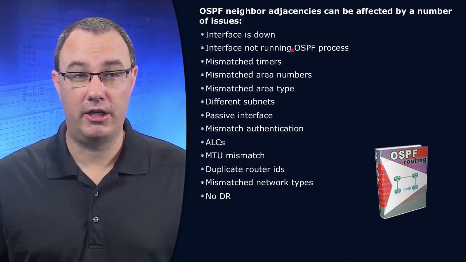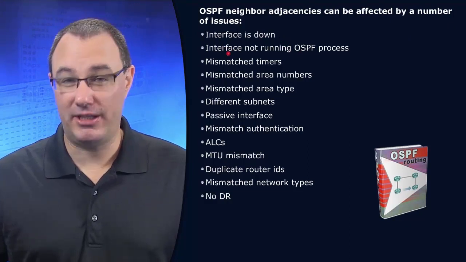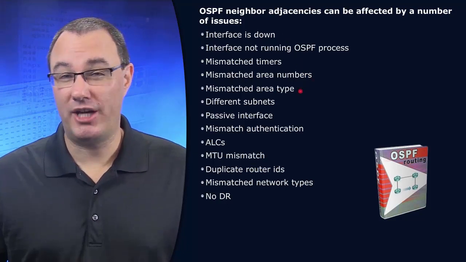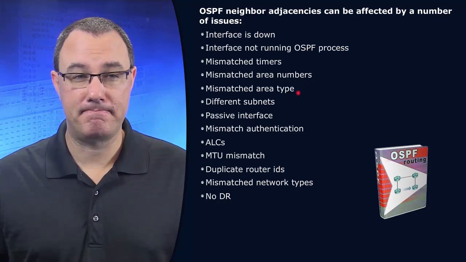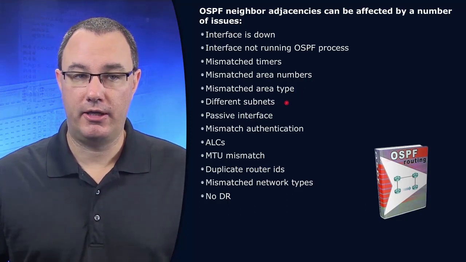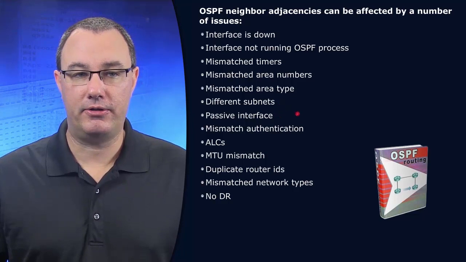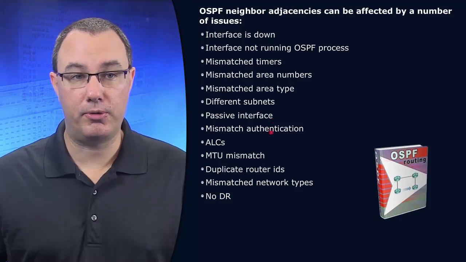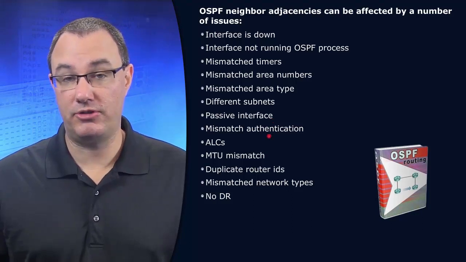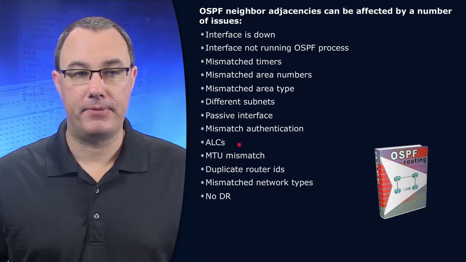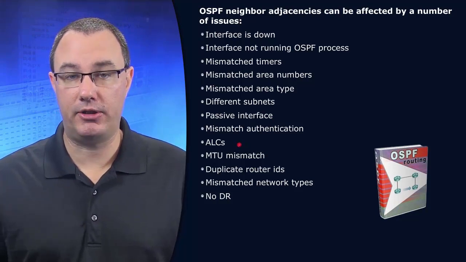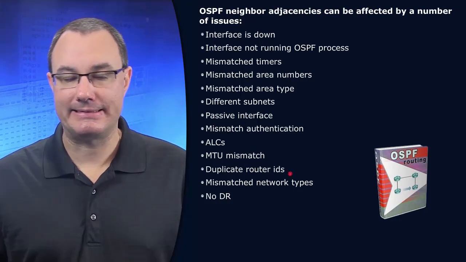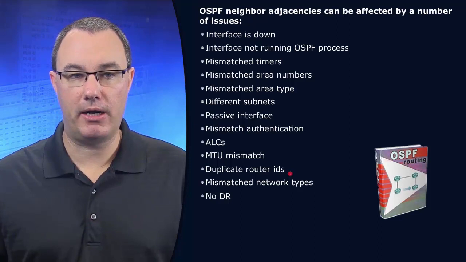Interfaces down, the network command not enabling OSPF for the interfaces, timer mismatches, area ID mismatches, the wrong kind of area, as in a stub area, different subnets. When I think of different subnets, I also think of a mismatched MTU. Passive interface silencing the protocol. Authentication, which is about controlling neighborship. Access control lists, which may be preventing the OSPF protocol. Router IDs that are duplicate. You might have that if you're forcing router IDs. We wouldn't want that.